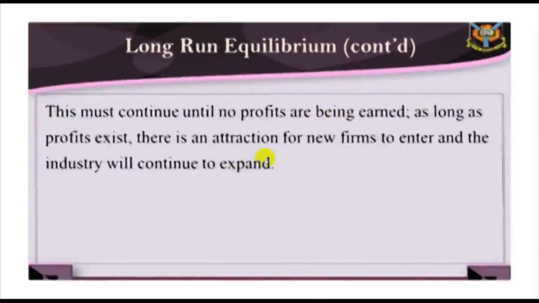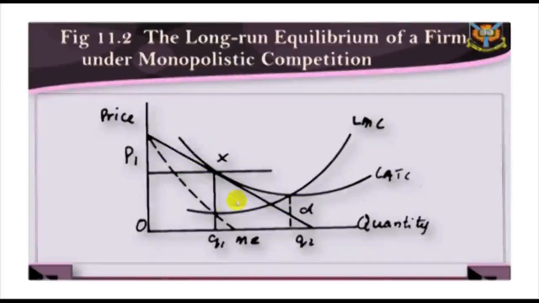As long as profit exists, there is an attraction for new firms to enter, and the industry will continue to expand. The final position must be like what is indicated in the figure below. The demand curve touches the average total cost curve at only 1 point, X, corresponding to quantity Q1 and price.